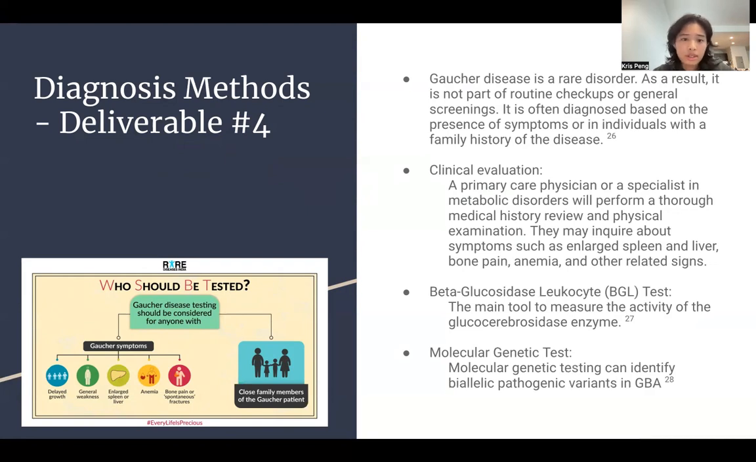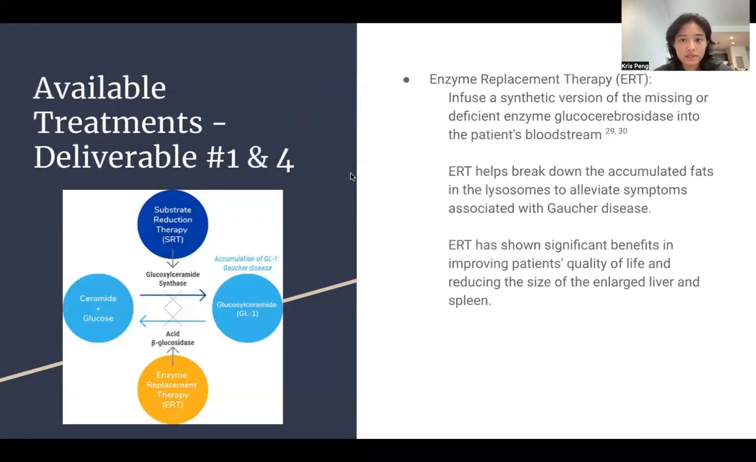In addition to the general clinical evaluation, a test called the beta-glucosidase leukocyte test is needed. It is the main tool to measure the activity of the glucocerebrosidase enzyme, and patients with Gaucher disease usually have lowered activity of this enzyme. Molecular genetic tests can also help identify biallelic pathogenic variants in GBA to help provide values for diagnosis.